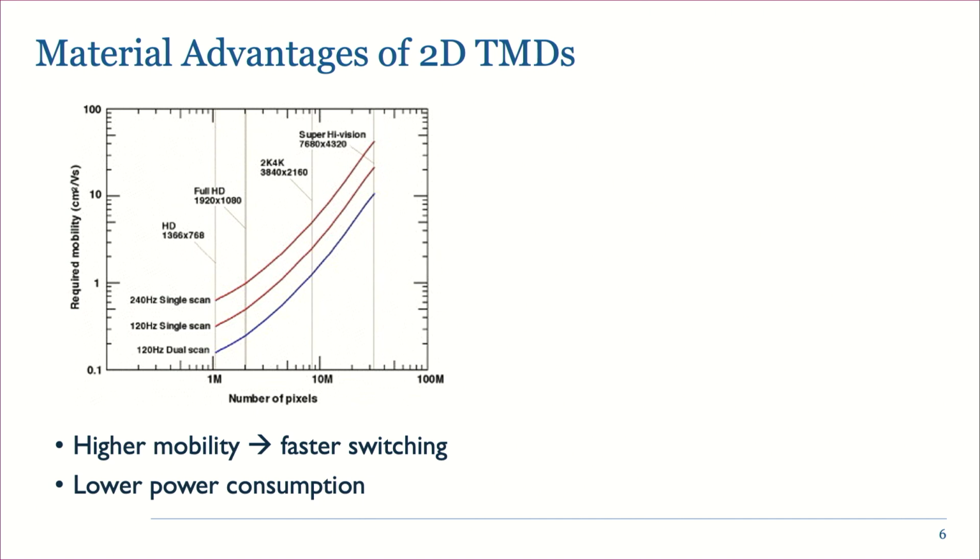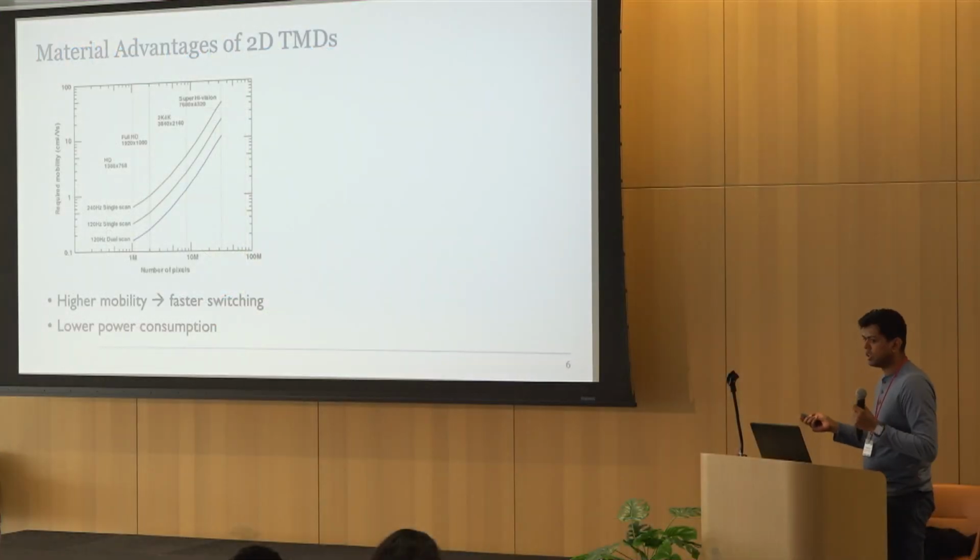The other advantage of having a higher mobility is that for a given current, you need to apply less voltage to the transistor, and so that corresponds to a lower power consumption.